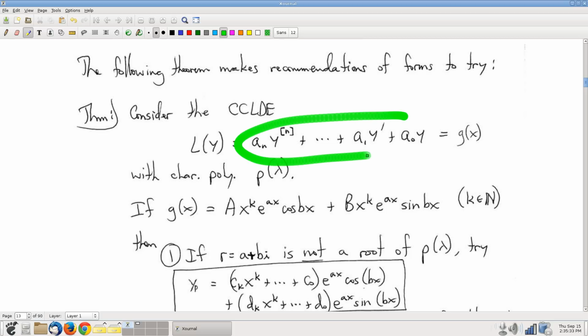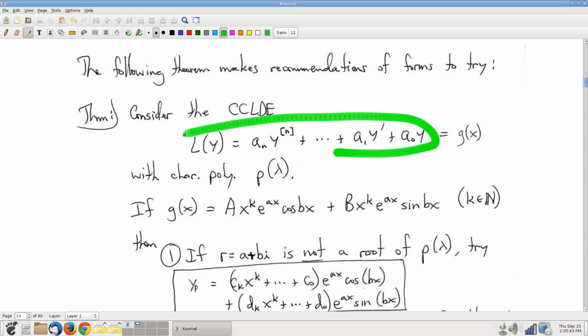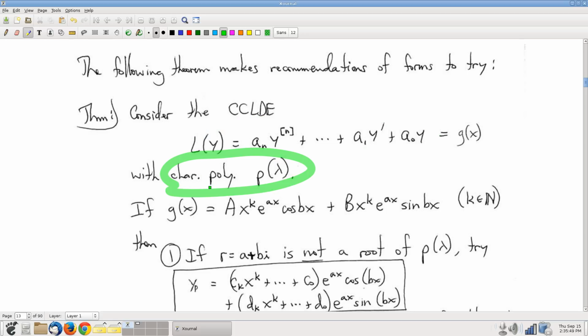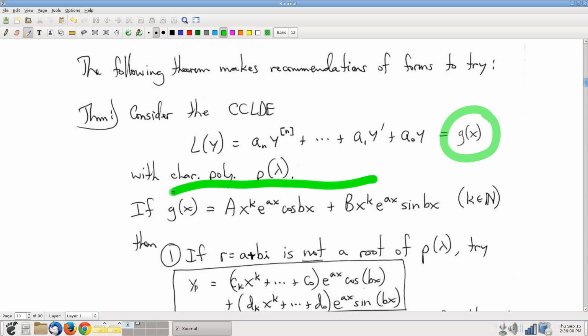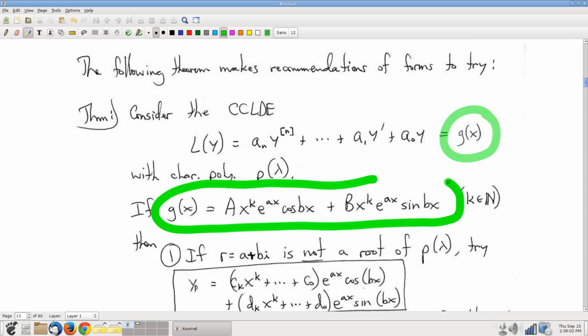Start with a differential equation. Non-homogeneous. Okay, note constant coefficient linear on the left. As usual, the left side of the equation we're going to call L of y. That's very, very convenient. And as usual, we're going to call the characteristic polynomial P. Okay. All right. Now let's talk about the right-hand side. The right-hand side is, in this theorem, has to take the following form.